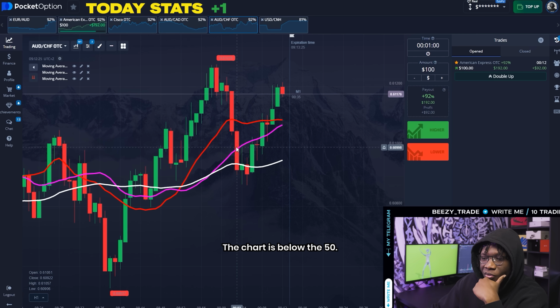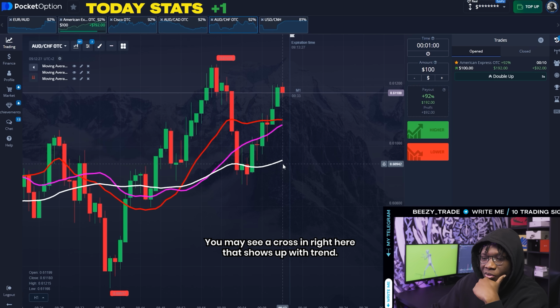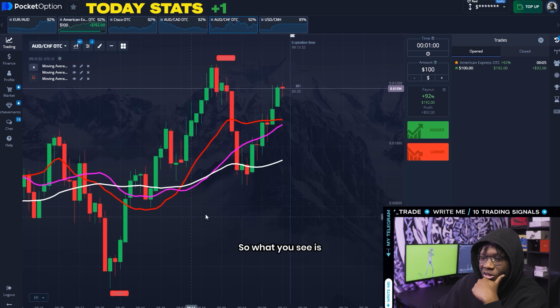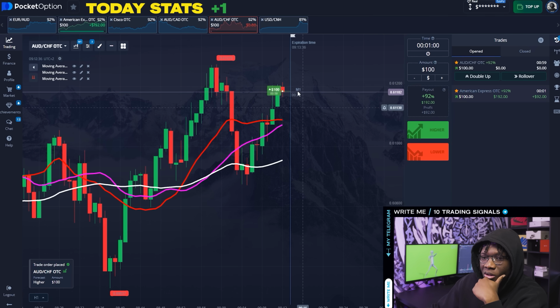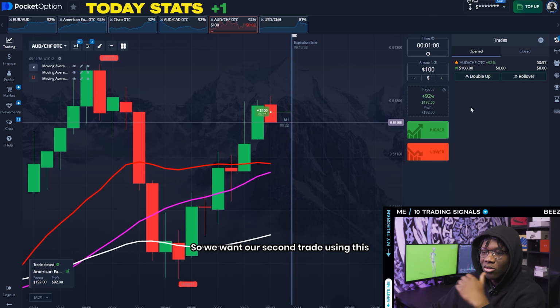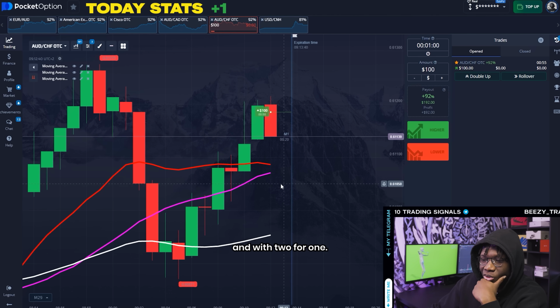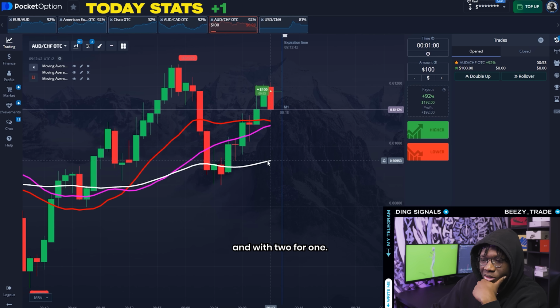And here we see the same. The chart is below the 50 EMA. You see a crossing right here that shows an upward trend, so it just seems like a no-brainer to also call. So we won our second trade using this, and we're 2 for 1.